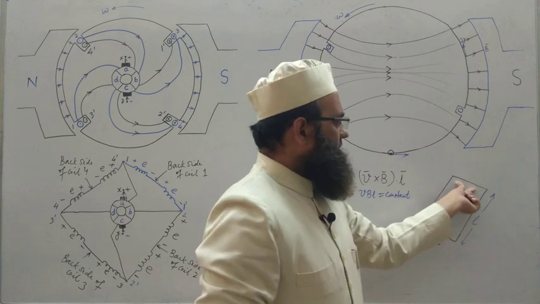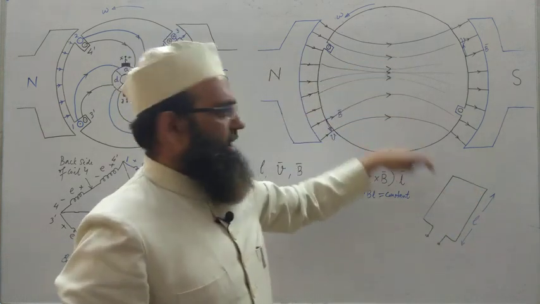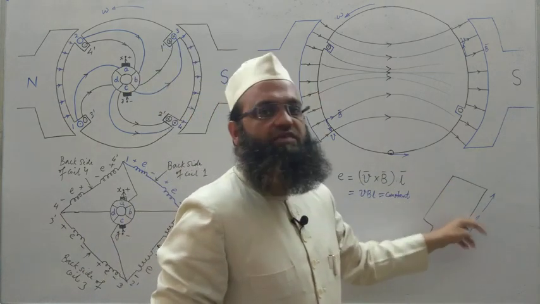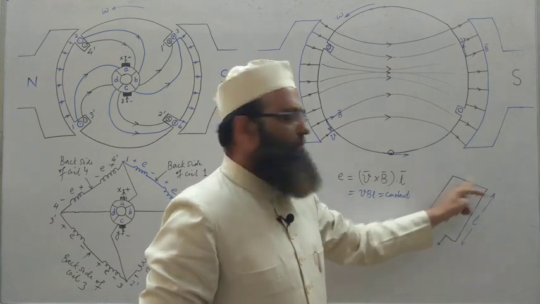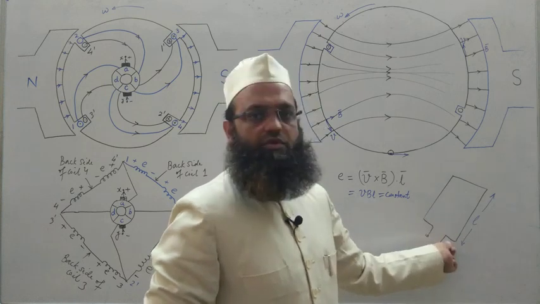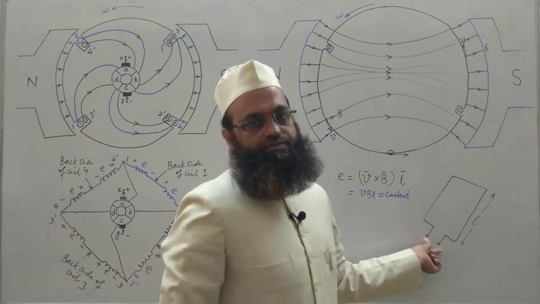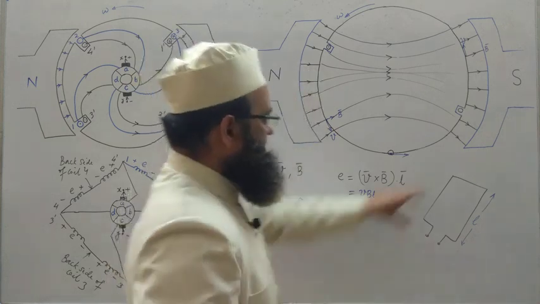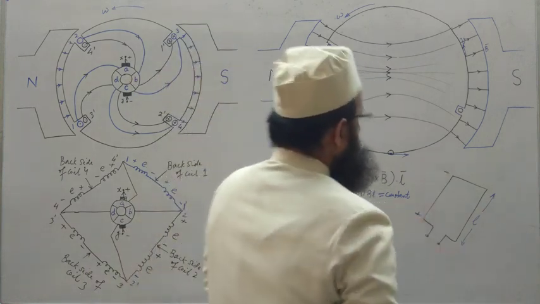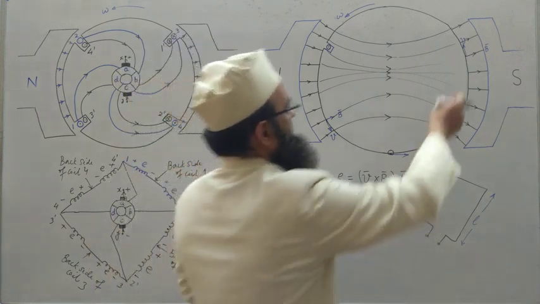What about this? This conductor is always along the magnetic flux lines. The conductor used to connect the two coil sides of the single turn coil from the back side always has EMF induced 0. Similarly here and here, this will be 0. So the total EMF induced across these terminals will be this EMF. See the polarity: if this is plus, this is minus. What about this side? Again, from the cross product V cross B.